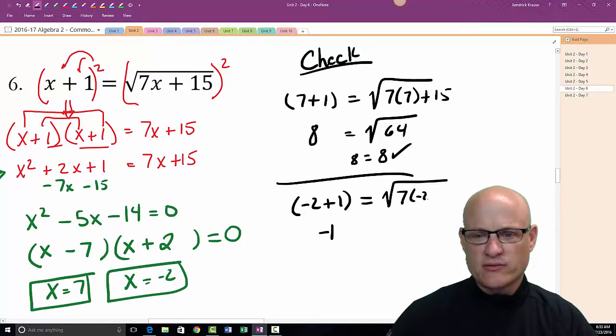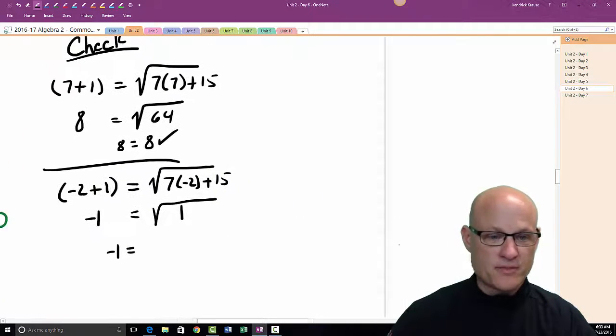7 times -2 plus 15. This equals the square root of, let's see, 7 times -2 is -14. -14 plus 15 is 1. The square root of 1 is 1. Does -1 equal 1?